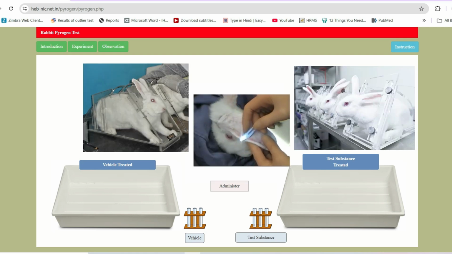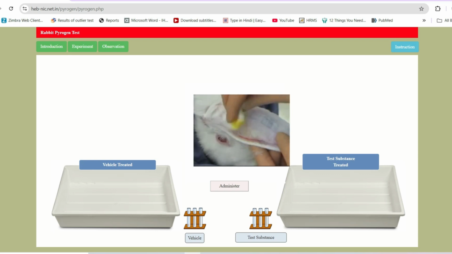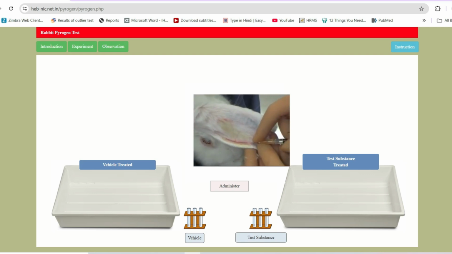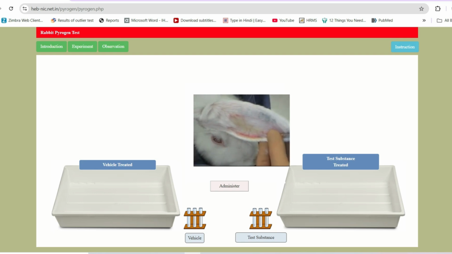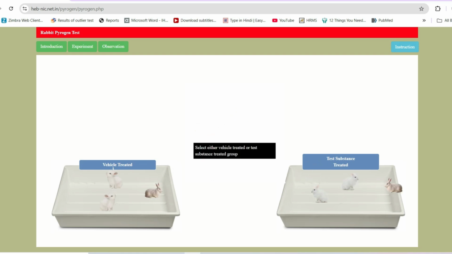Here you will see how we can administer it. We have removed the fur from the area and then sterilized the marginal ear vein of the rabbit, and in that vein we are administering the test samples and saline, or whatever vehicle you are using. So we have now injected it in the marginal ear vein. Now we will check after 1 hour whether the drug is raising their temperature or not.